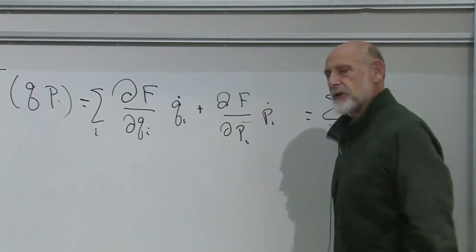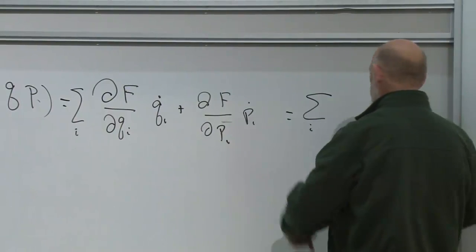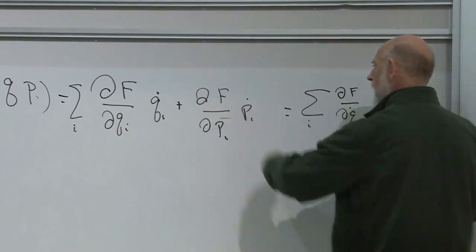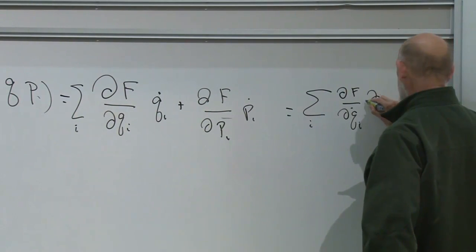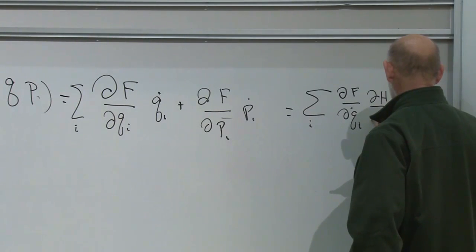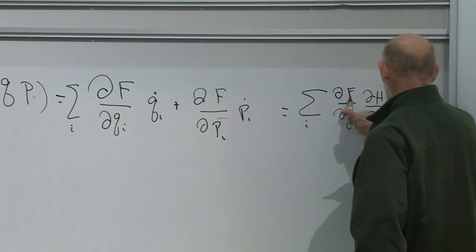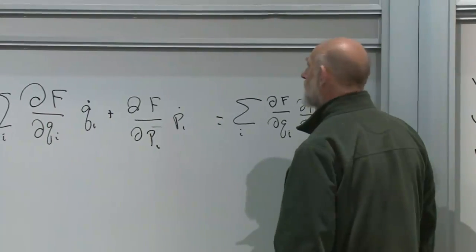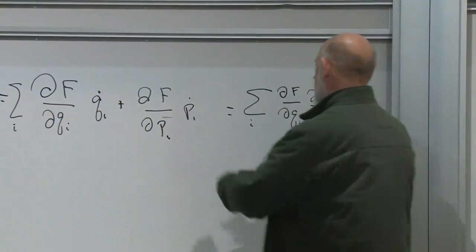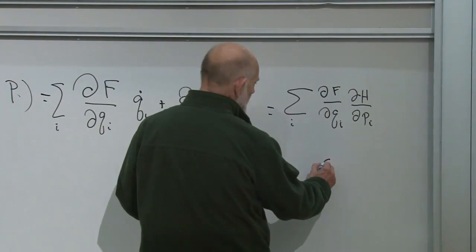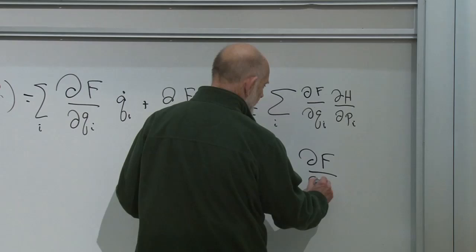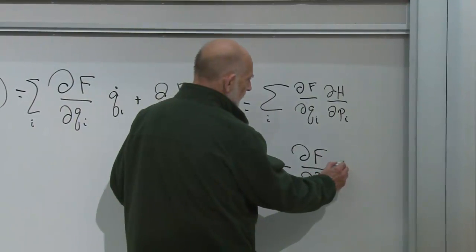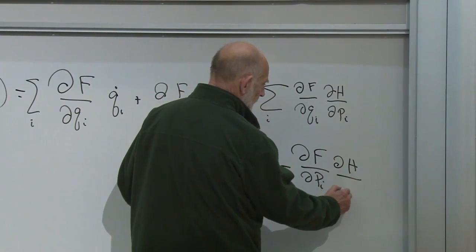Now somebody first did this calculation. I don't know who it was. Maybe it was Poisson. But let's write it out. df by dq sub I. Now what's q sub I dot? dh by dp sub I, right? Minus? No, that's right. And then there's another term, which is df by dp sub I, and then p sub I dot, that does have a negative, dh by dq sub I.